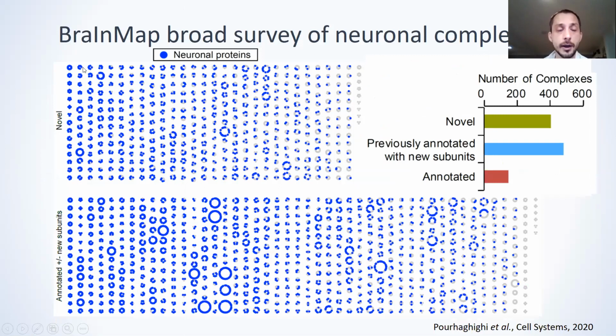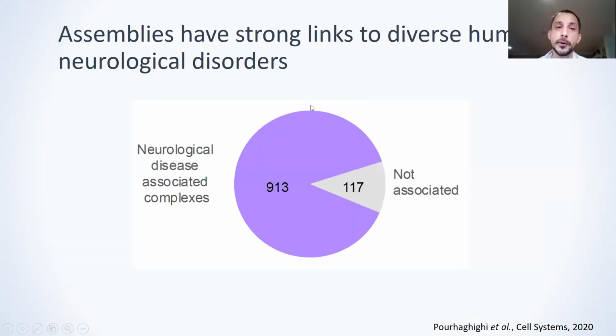And in each of these complexes, you can see there's little blue spots, and those represent proteins that have neuronal annotations, which you would expect if you did this sort of experiment on mouse brain tissue. The other thing that you'd expect is that a lot of the components of these complexes have strong links to a diverse set of human neurological disorders.